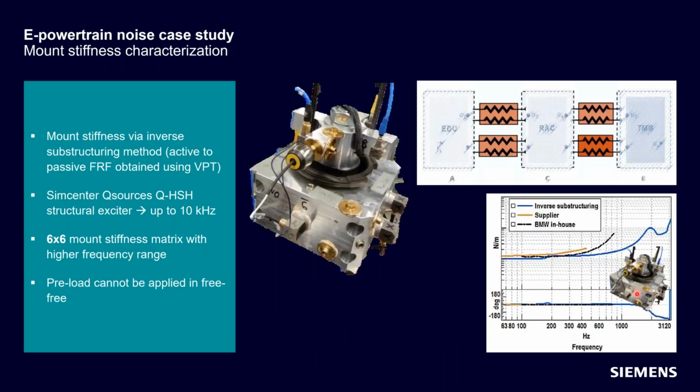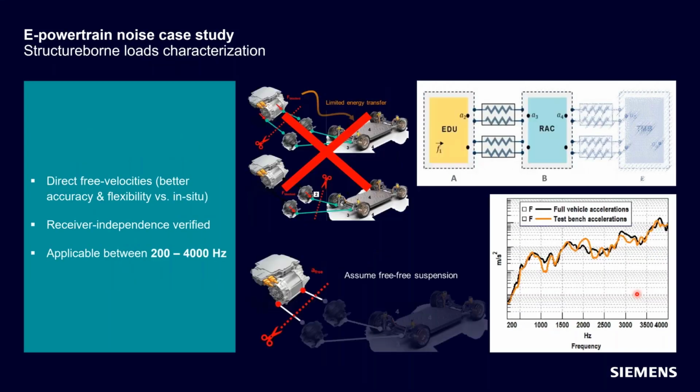The next components I need. One question popped in. Yep, sure. Why is the free velocity method not valid below 200 hertz?